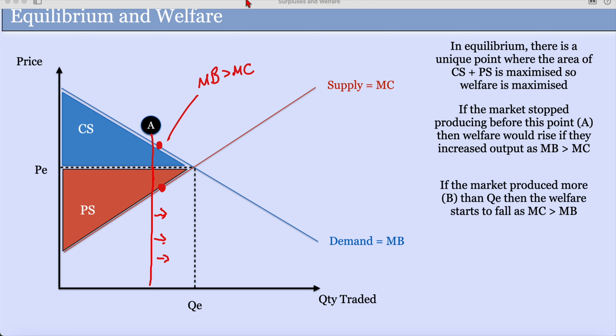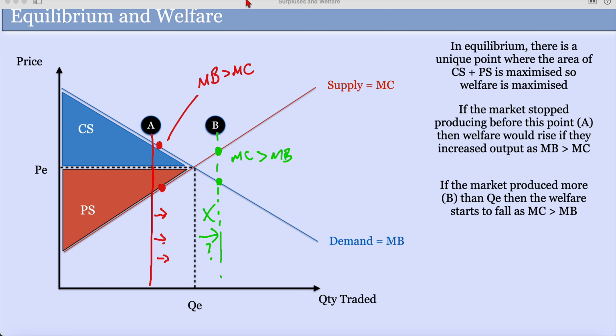Well, what about this point here, if the market reduced beyond that QE? So let's put this in green. So the market now produces down here. Well, by going from here to here, should we have done that? And the answer is no, we shouldn't, because the marginal cost has exceeded the marginal benefit, and so your welfare is now starting to fall after that point there.